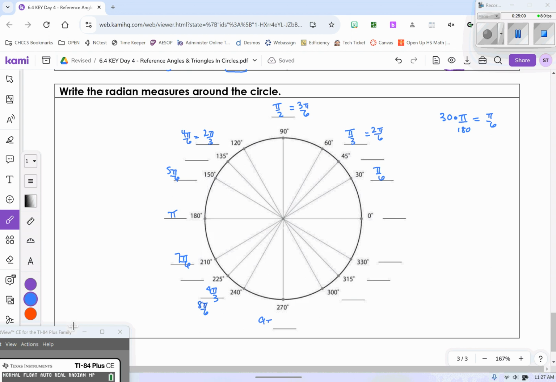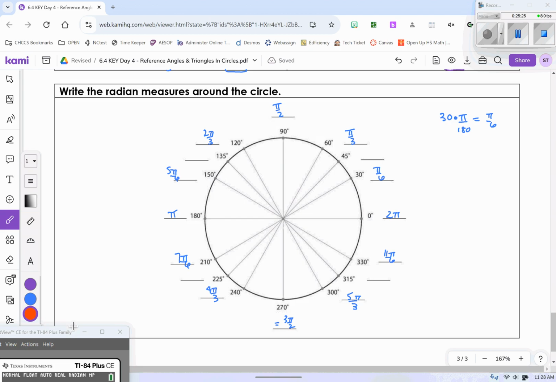And then 9 pi over 6, which is 3 pi over 2. This would be 10 pi over 6, which is 5 pi over 3. And 11 pi over 6. And then all the way around would be 12 pi over 6 or 2 pi. And so again, we don't really write the ones that aren't reduced around our circle, but just counting with those around your circle helps you get your radian measures around the circle.